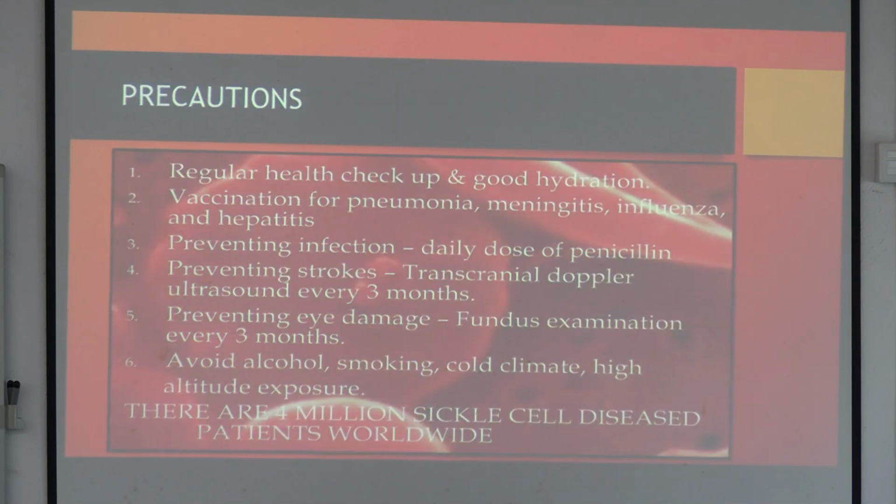of HbS disease. Precautions, vaccination, regular health checkup, preventing infection, preventing stroke, transcranial Doppler ultrasound every 3 months, preventing eye damage, fundus examination, avoid alcohol, smoking, cold climate, high altitude exposure. Okay, due to these are increasing the deoxygenation status of our body.